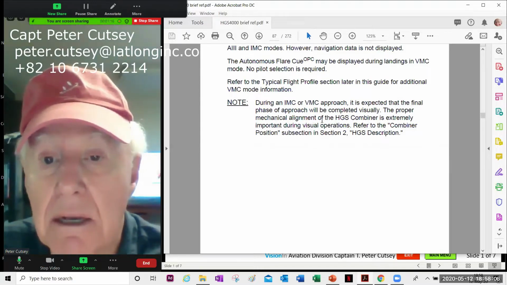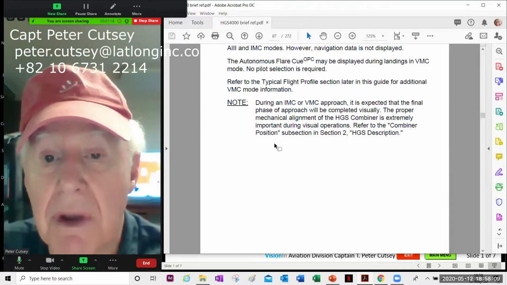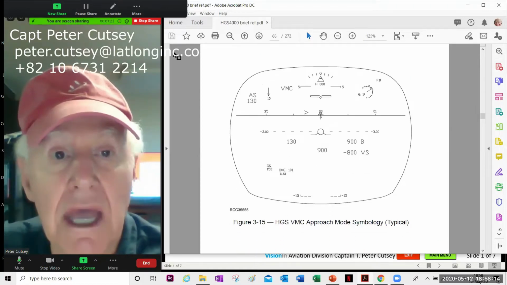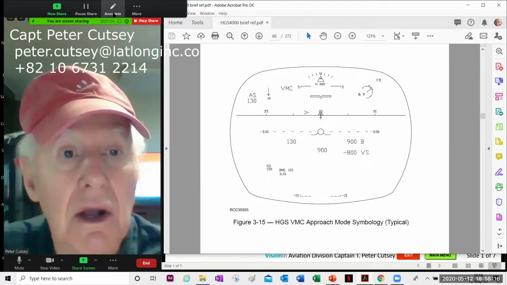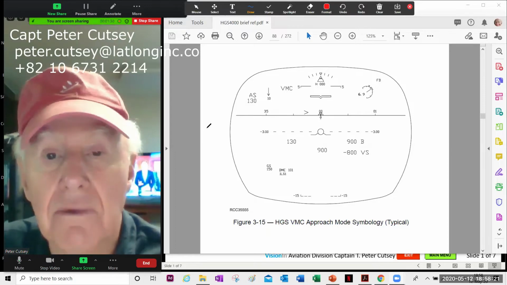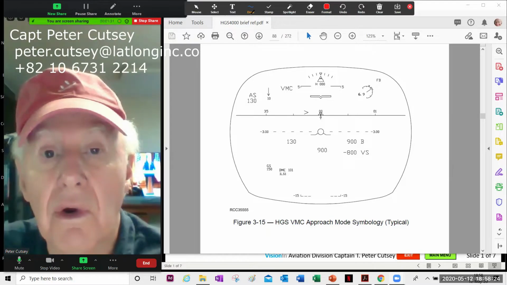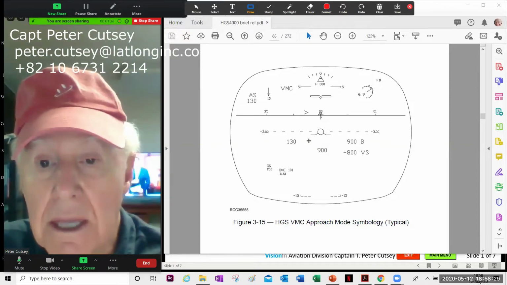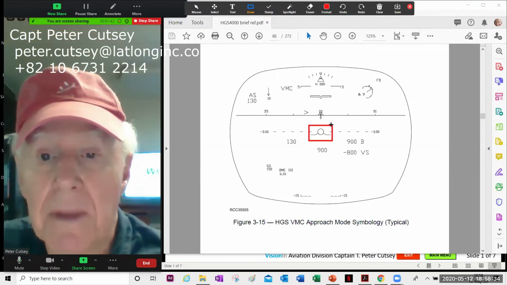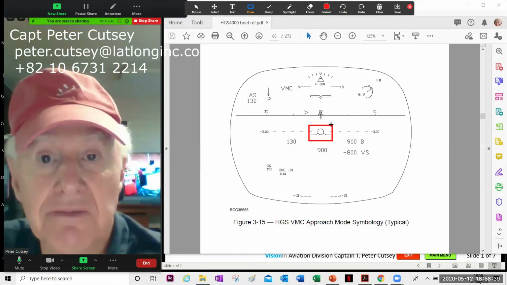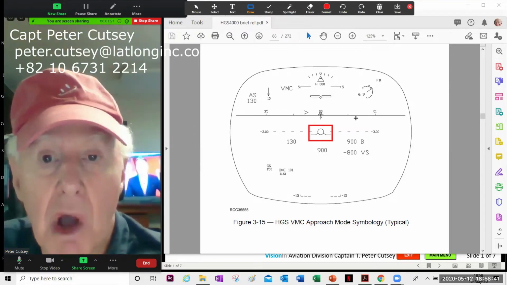The proper mechanical alignment of the HGS combiner is extremely important. We talked about that before. So here is a quick look at a schematic for the VMC mode. It's basically all raw data. If you notice, the flight path symbol doesn't have a Q. There is no guidance in this mode. It is strictly raw data.